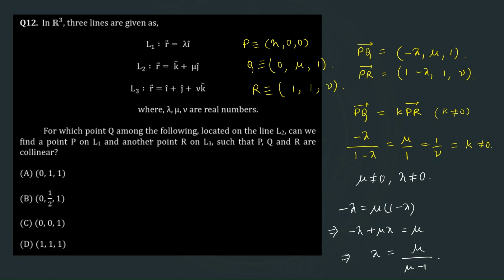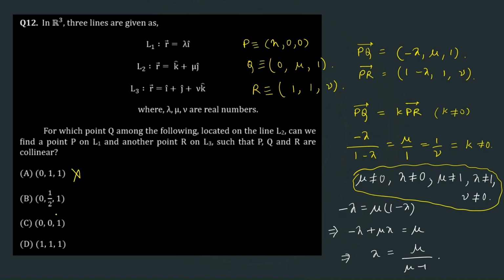Now we know that lambda, mu and nu are finite real numbers. So mu cannot be 1. And also here we can tell that lambda should not be equal to 1 and nu should not be equal to 0. So if we use this information here in this P, Q and R, we can say that in option A, mu is equal to 1. So this option is not possible.